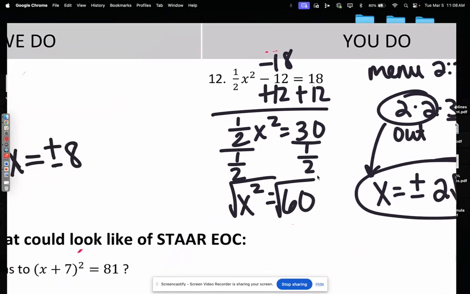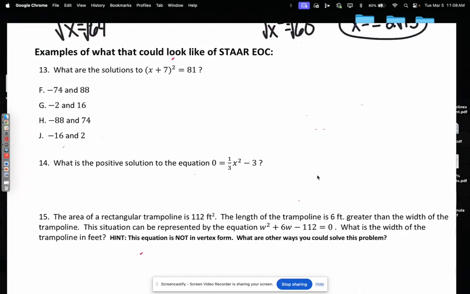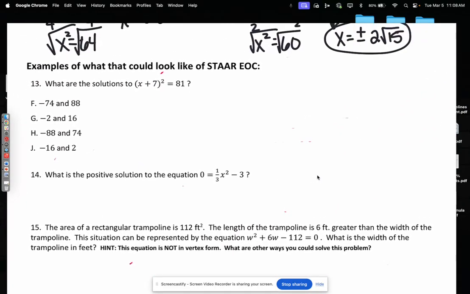I would also like you to try 13, 14. You can try 15. Those answers are in the PDF answer key. So you can check yourself.